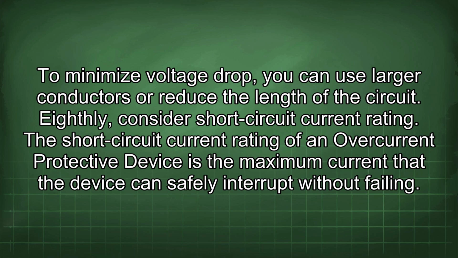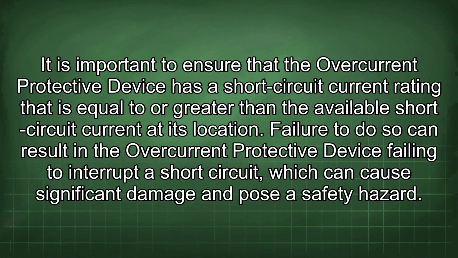Eighthly, consider short circuit current rating. The short circuit current rating of an overcurrent protective device is the maximum current the device can safely interrupt without failing. It is important to ensure that the overcurrent protective device has a short circuit current rating that is equal to or greater than the available short circuit current at its location. Failure to do so can result in the overcurrent protective device failing to interrupt a short circuit, which can cause significant damage and pose a safety hazard.